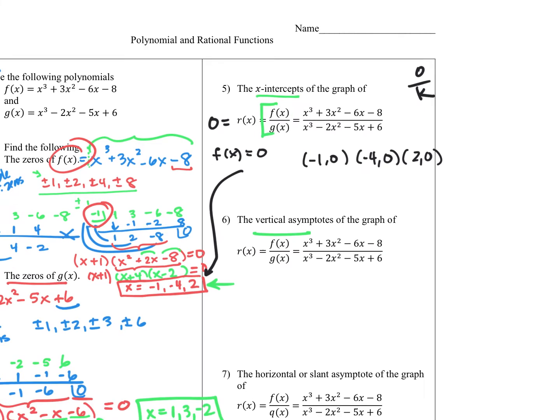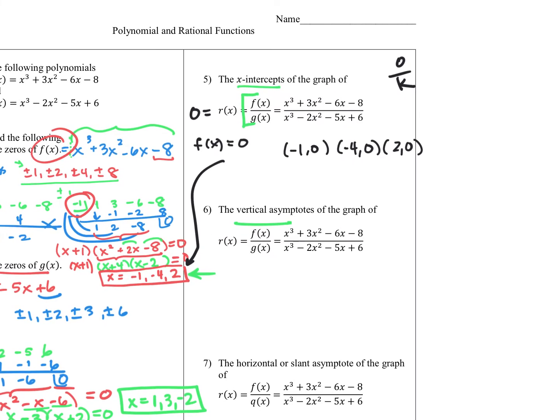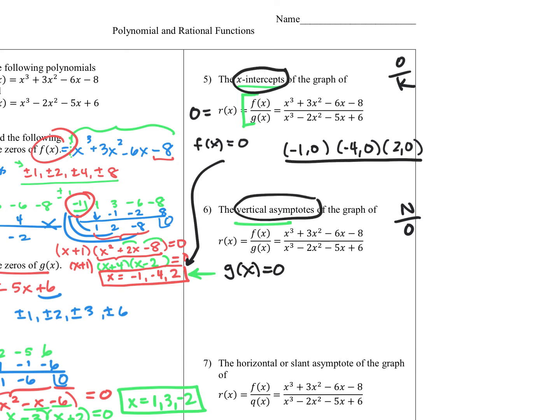For the vertical asymptotes, that's where we're undefined. That's when we have 0 in the denominator. So really that's looking at when our g of x was equal to 0. Now these are vertical asymptotes this time. So if you look at part 5, those were intercepts. Those we're going to list as points. Asymptotes are vertical lines here. So they're going to be x equals.